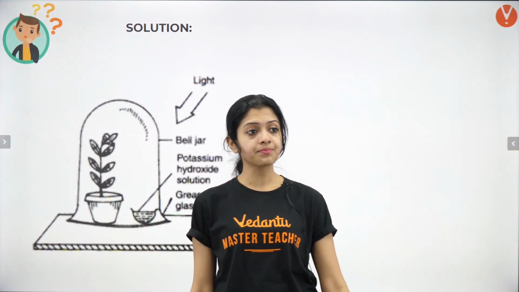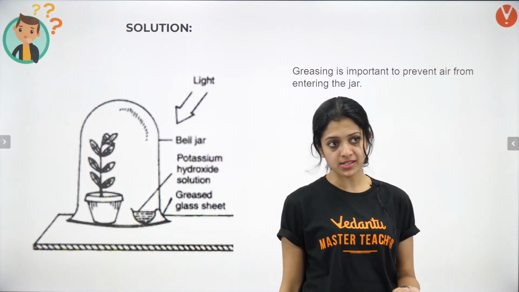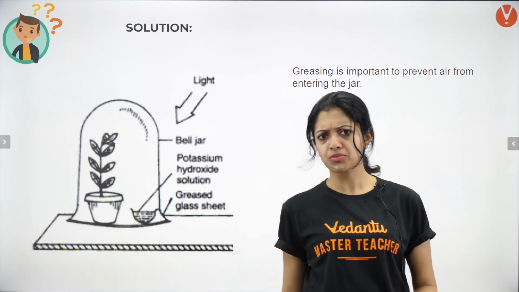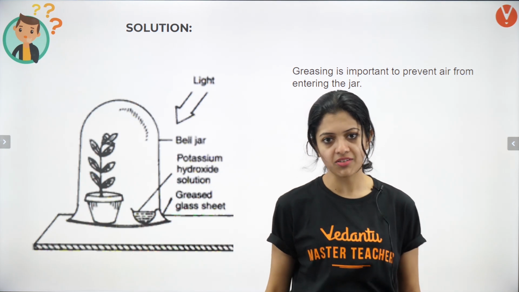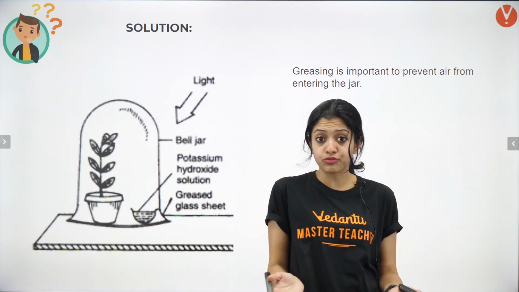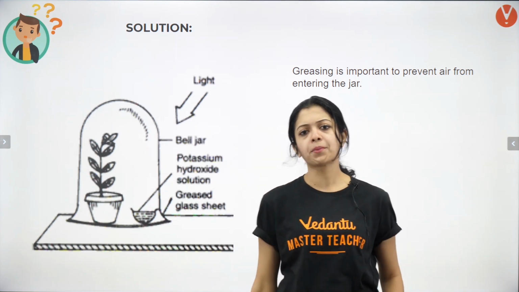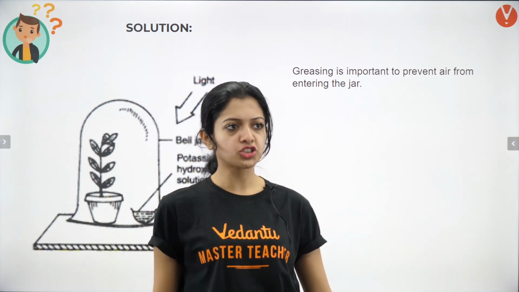It has a reason. A greased glass sheet is present so that air can be prevented from entering the jar. Otherwise, our results cannot be trusted, right? So it should be completely made air-free. The setup has to be made completely air-free, which is ensured by greasing the glass sheet.